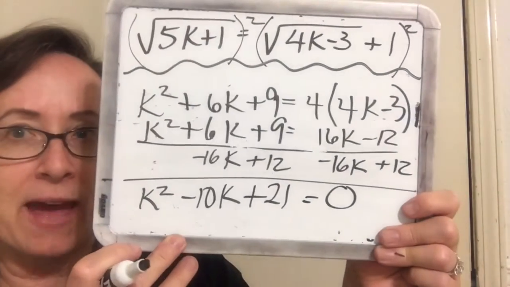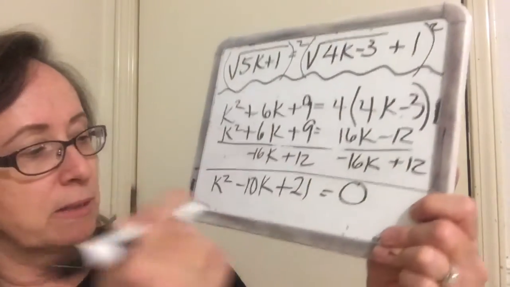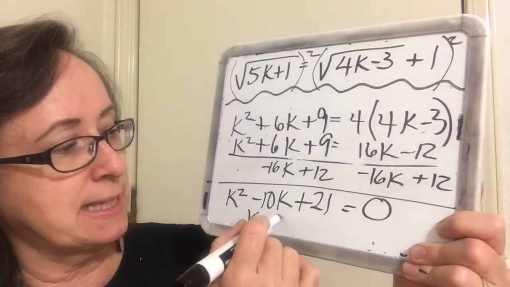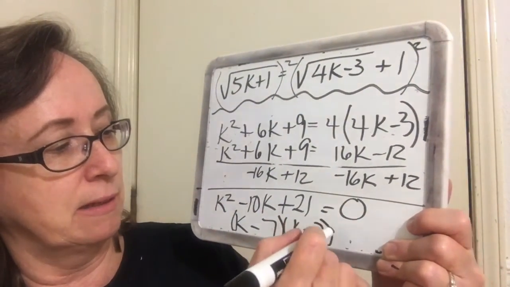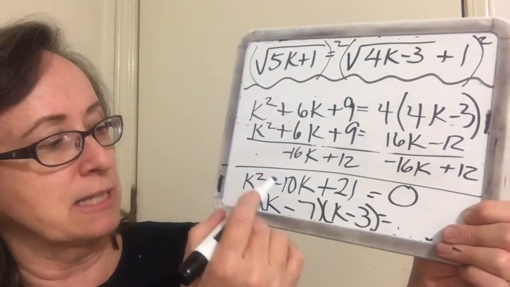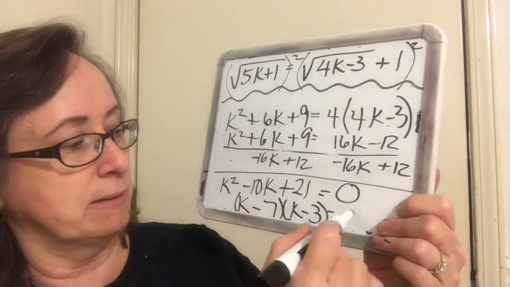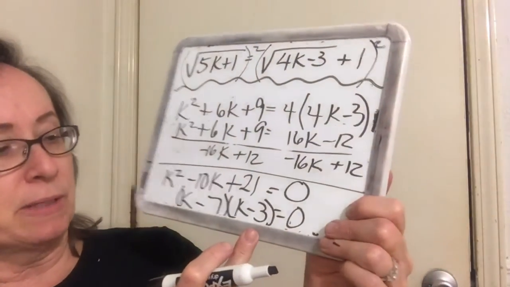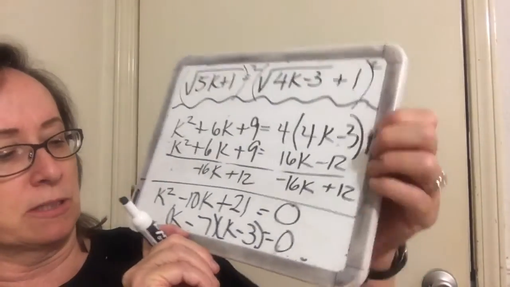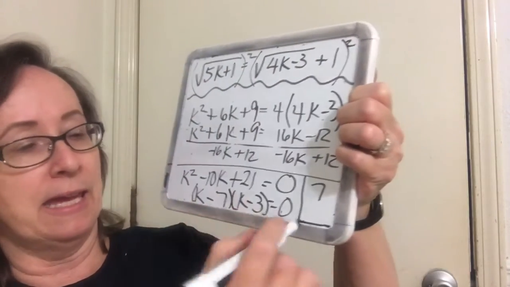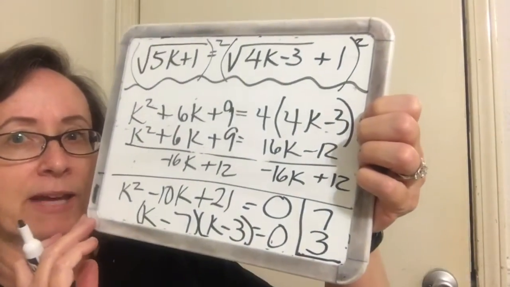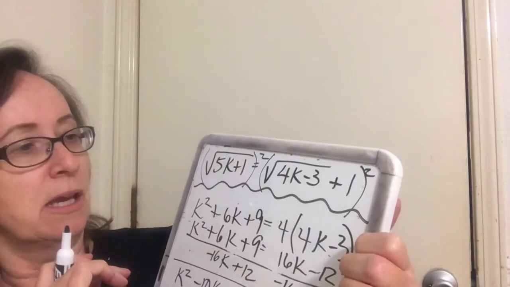Now, will this factor? Well, it sure will. I'm going to have k minus 7 times k minus 3, which gives me k squared minus 10k plus 21. So since I set them both equal to 0, I have two proposed solutions. k is 7 and k is 3. Okay, so I've got to check those two solutions.